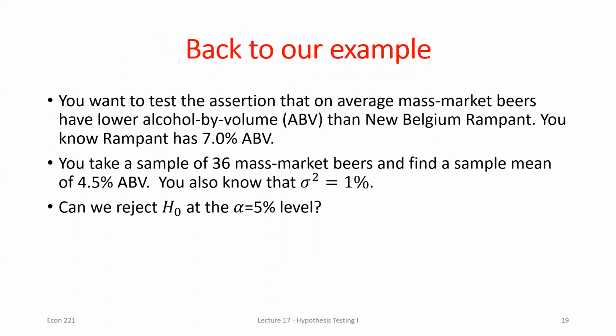We'll go back to, I think it was a left-tailed test. We said we wanted to know, was it less than 7%? So we assumed it was greater than or equal to. So we've got this left-tailed test. We took a sample of size 36, and we saw a sample mean of 4.5. And I gave an easy population variance here. Once again, it's going to be a little bit hokey.